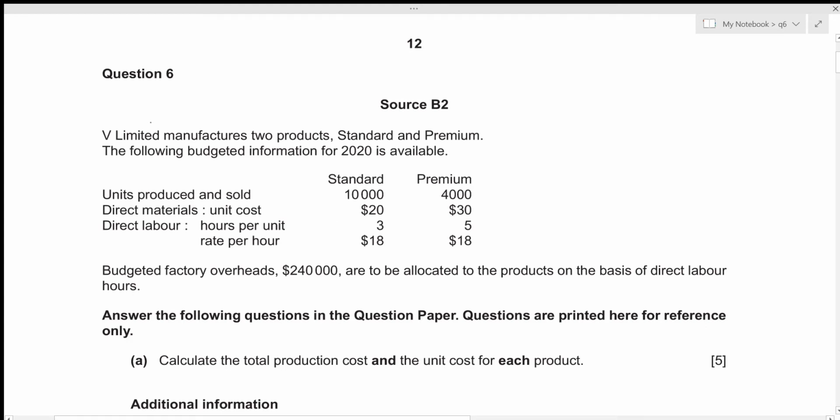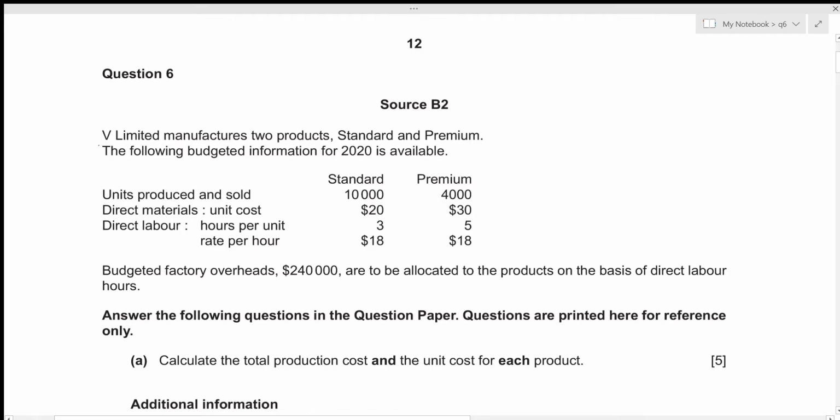Hi everyone, today we'll be going over Accounts, May/June 2020, Paper 3-1, Question number 6. This is structured Paper 3, which consists of 6 questions, each of 25 marks, and we are also given a time limit of 3 hours. So we will be attempting to solve each question under 30 minutes. And this Question number 6 is a part of Section B, which deals with cost and management accounting. So without any further delay, let's get started.